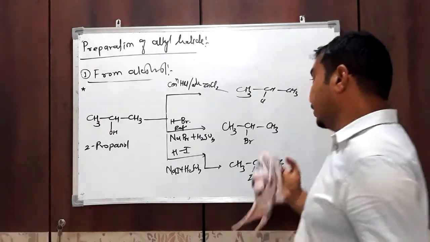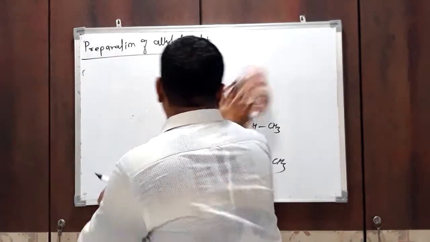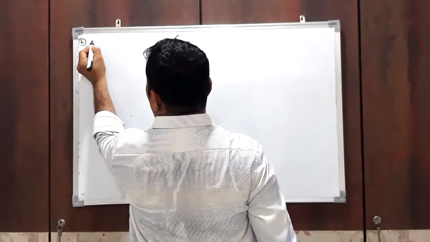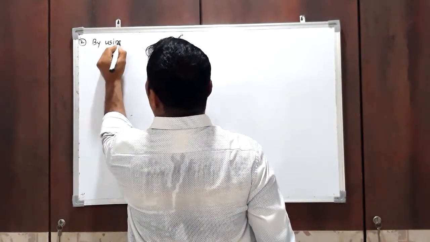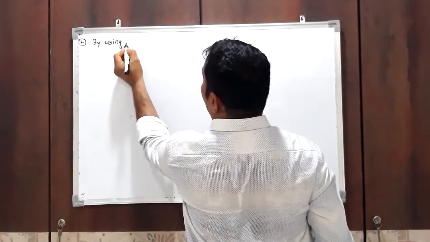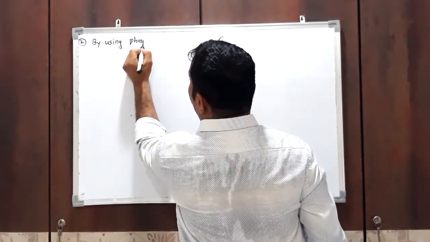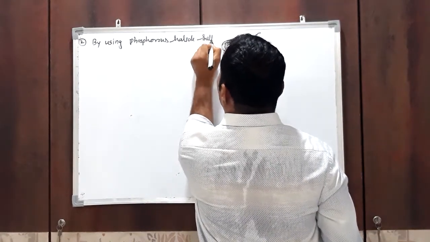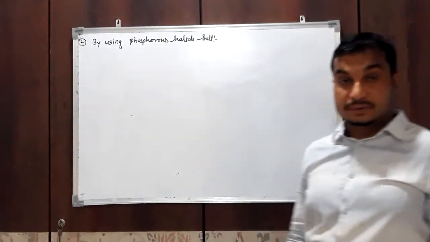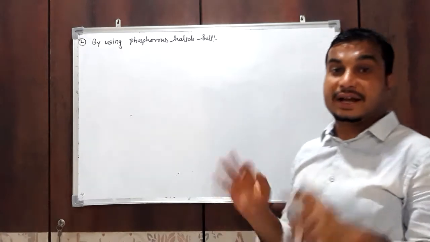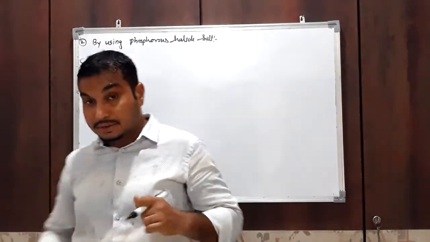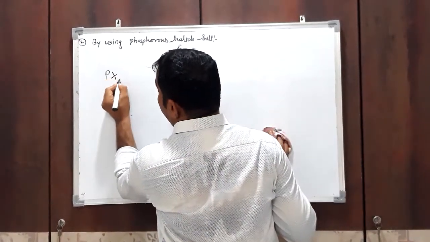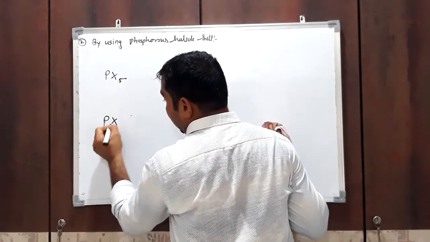Okay, now the second method, another method: by using phosphorus halide salt. Phosphorus halide salt is a compound of phosphorus and halogen atom. Okay, with phosphorus and halogen atom, we have two types of compound, that is phosphorus pentahalide and phosphorus trihalide.